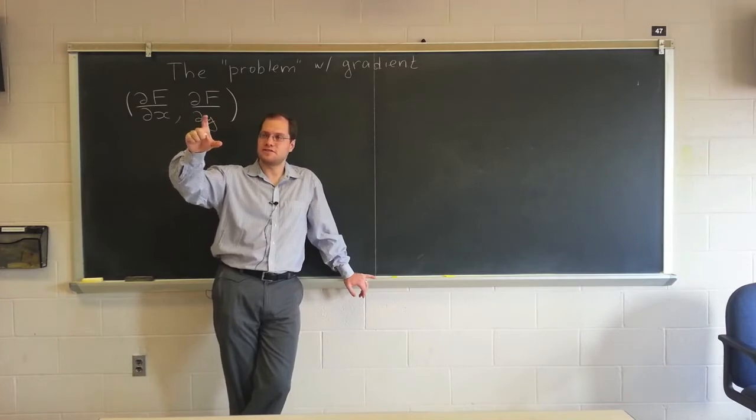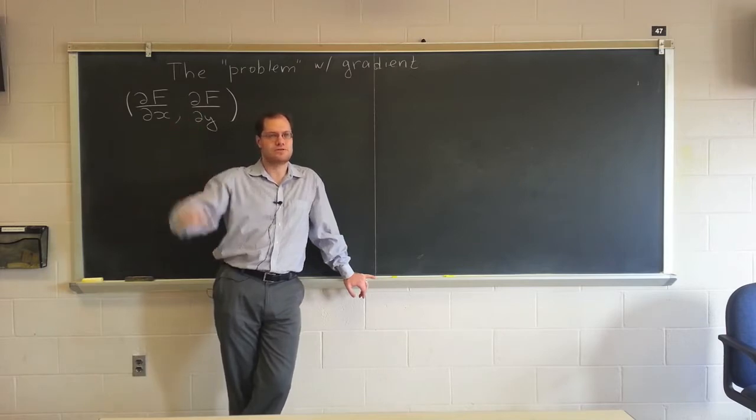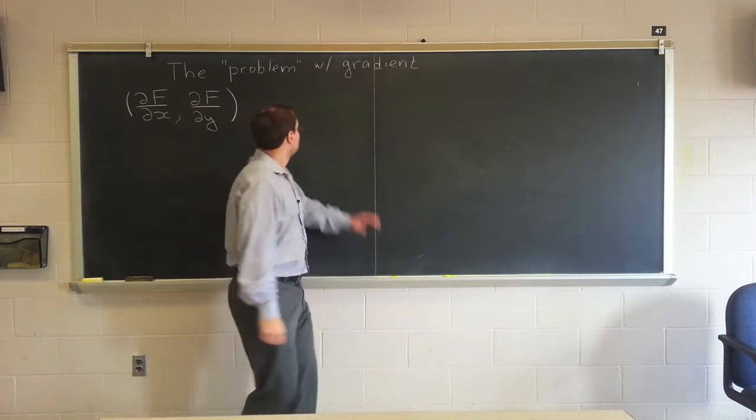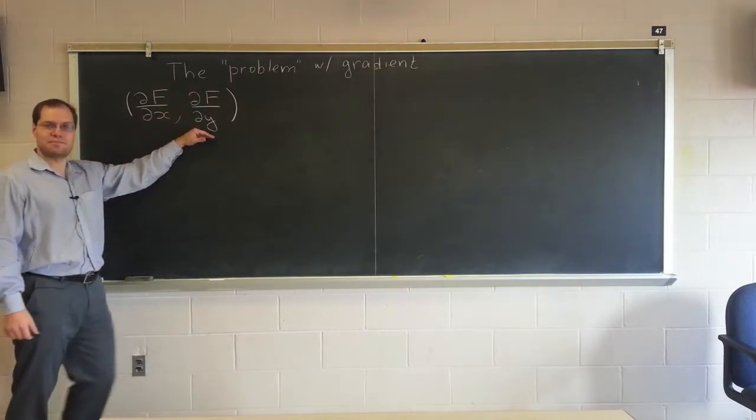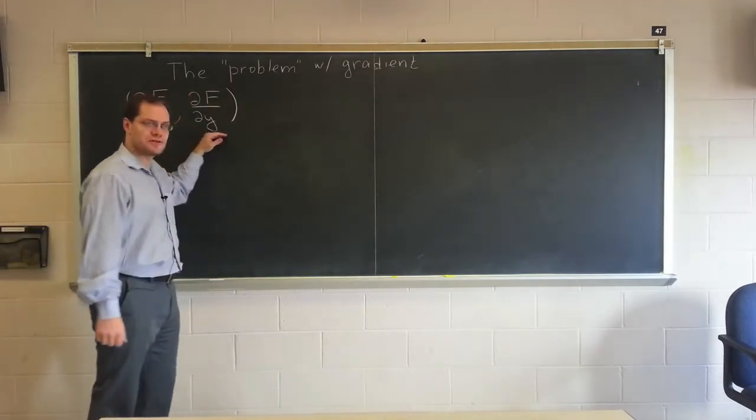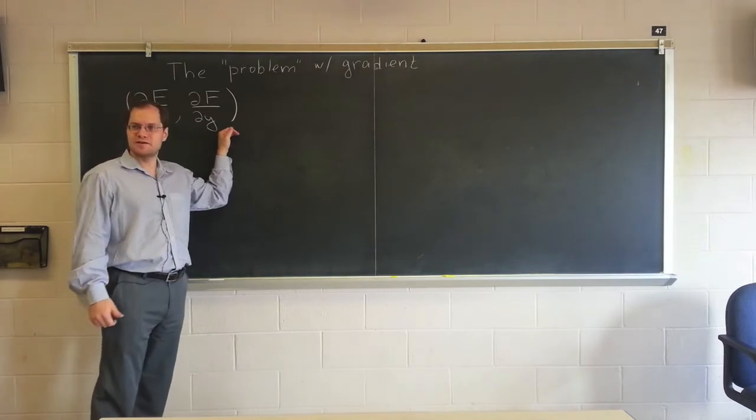So this definition is beautiful in that it's geometric. It does not require the use of any coordinates in order to determine the vector. This definition, when you define the gradient as a pair of numbers, pair of partial derivatives, well, there's a problem right there. So what is it?